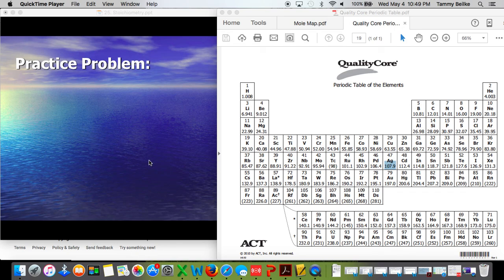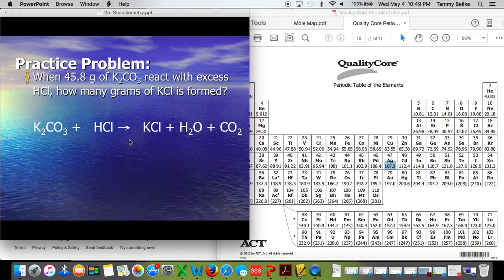Let's go ahead and continue where we left off. We're working on a practice problem, and it looks like this. This is continuing on with stoichiometry. When 45.8 grams of K2CO3 react with excess hydrochloric acid, how many grams of KCl is formed?